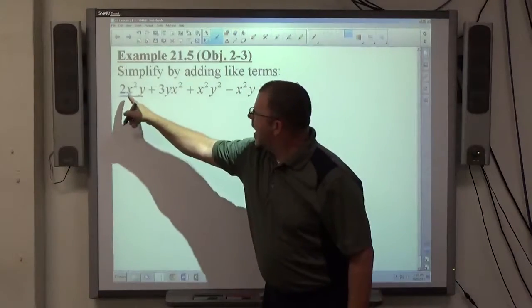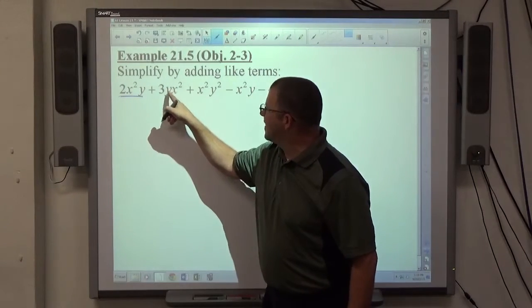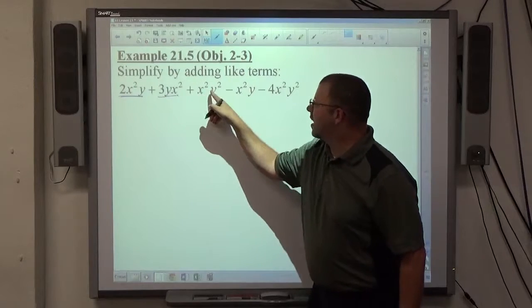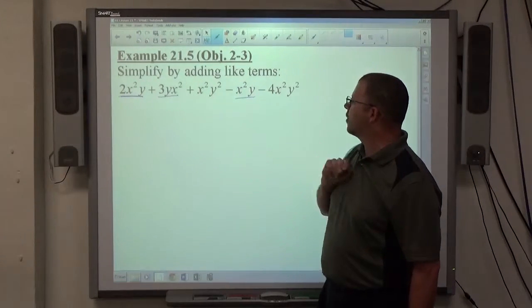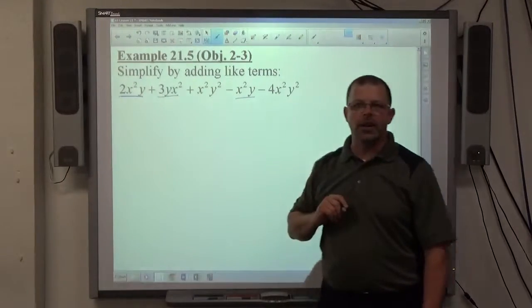X to the second, y to the first. X to the second, y to the first. X to the second, y squared, different. X to the second, y to the first, same. X to the second, y squared, different. So these three that are single underlined are like terms.